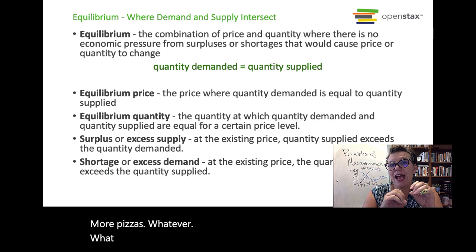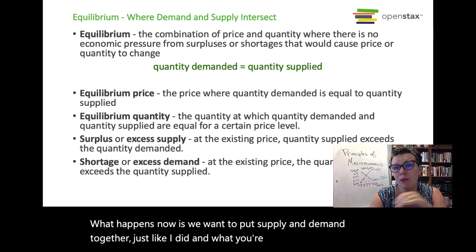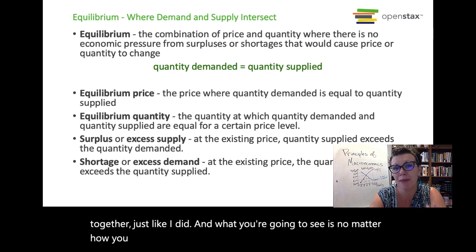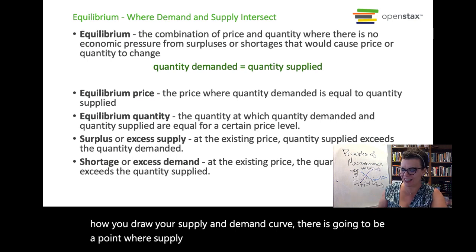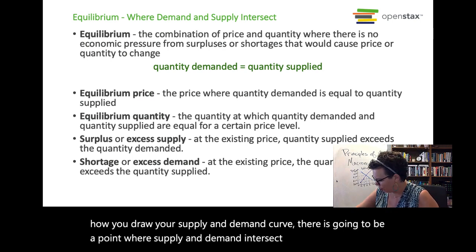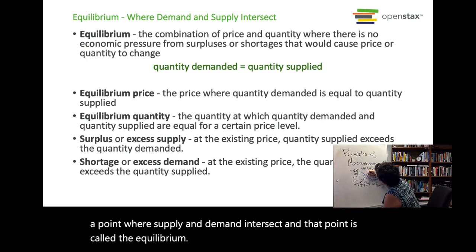What happens now is we want to put supply and demand together, just like I did. And what you're going to see is no matter how you draw your supply and demand curve, there is going to be a point where supply and demand intersect. And that point is called the equilibrium. So that is right there.